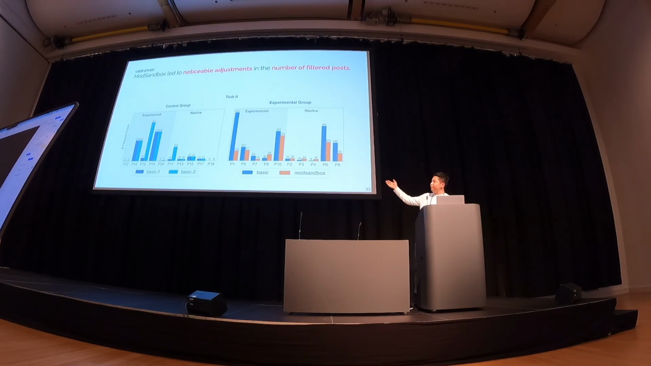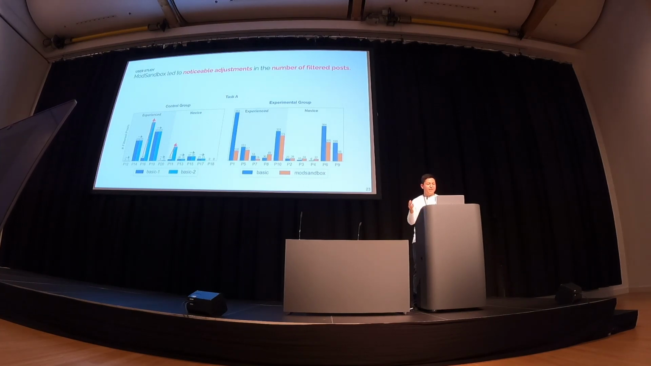When looking at the number of filtered posts, the control group displayed little or no rule adjustment during the second chance. Only 2 participants updated their rule, but ended up creating rules that caught too many posts, which will cause too many false positives. On the other hand, the experimental group actively adjusts their filtering by narrowing down or extending their rules.